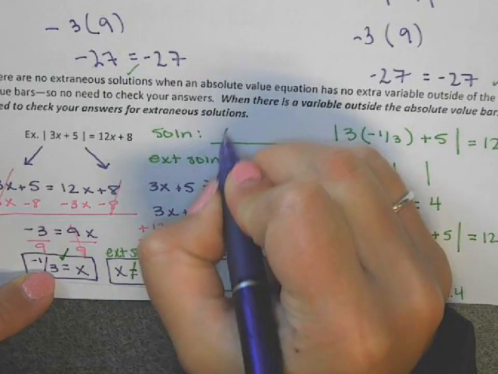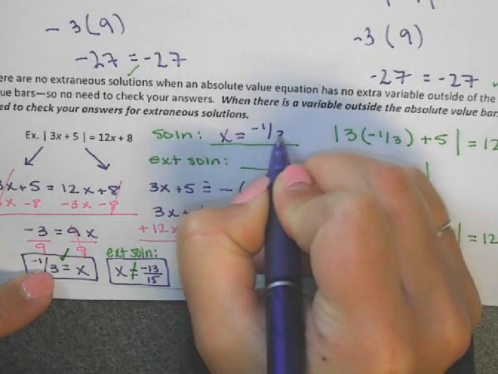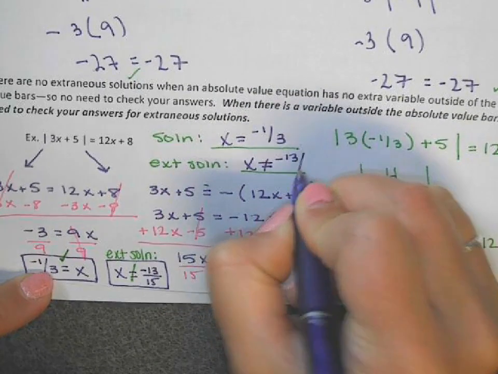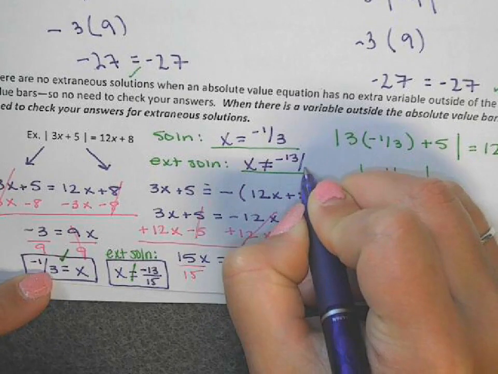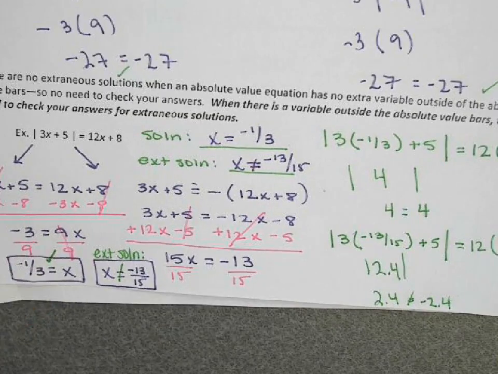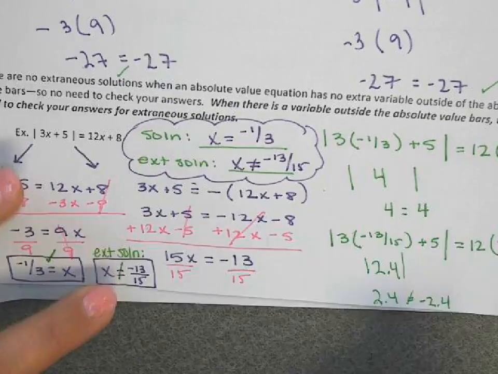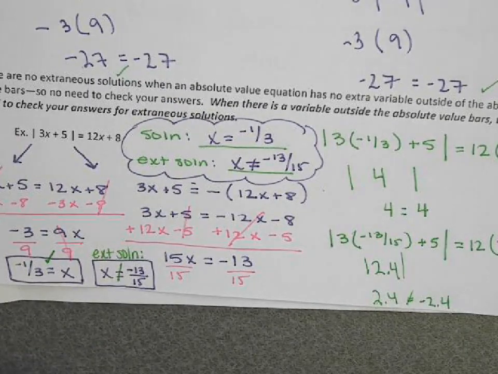So this one would fall under a solution. This would be extraneous because x does not equal negative 13/15. That's how I would write my answer, just like this if it was on a quiz. And that's how you should write your answers on your assignment too, so you get in the habit of which one's extraneous and which one is a solution. Okay? You never have anything on both.